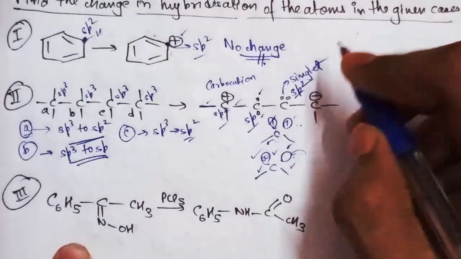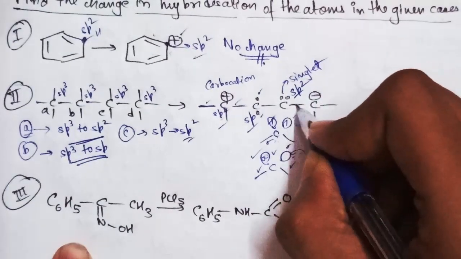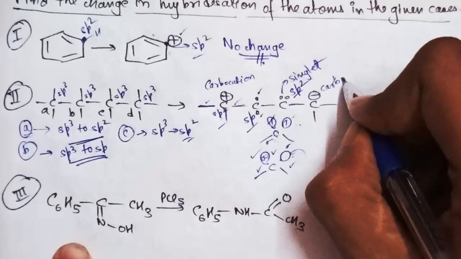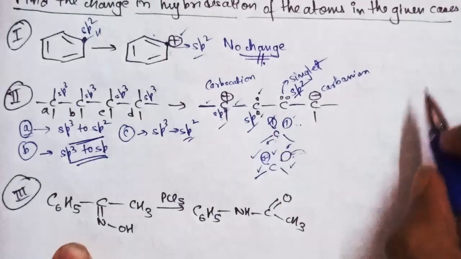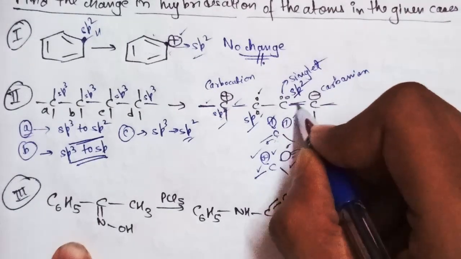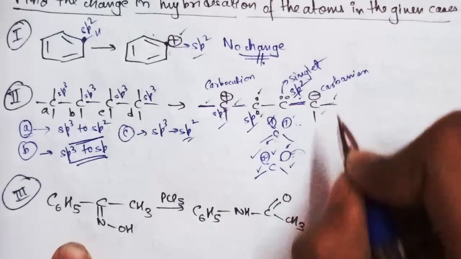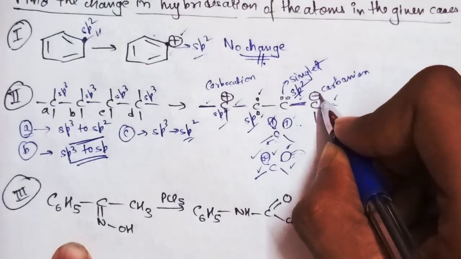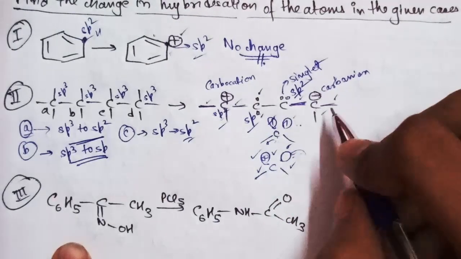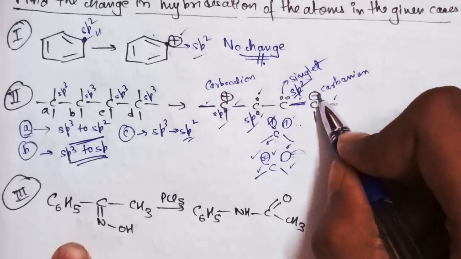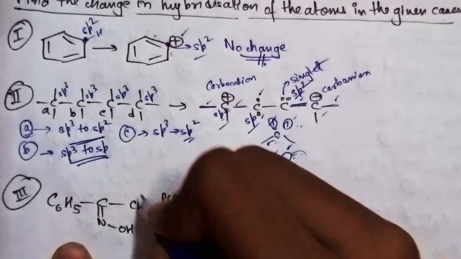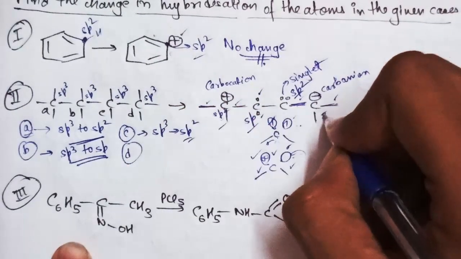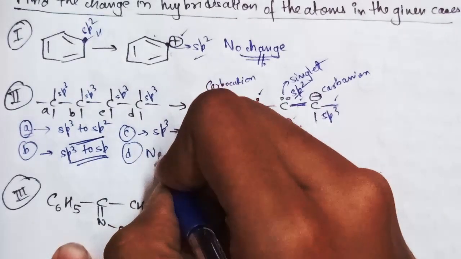Lastly, the D case is a negative charge. It is an anion, or a carbanion, whatever you want to call it. There are 3 sigma bonds and 1 lone pair. The negative charge can also behave like a lone pair. It is a lone pair indeed. So there are 3 sigma bonds and a lone pair, making the hybridization sp3. Therefore, in case D, there is no change.